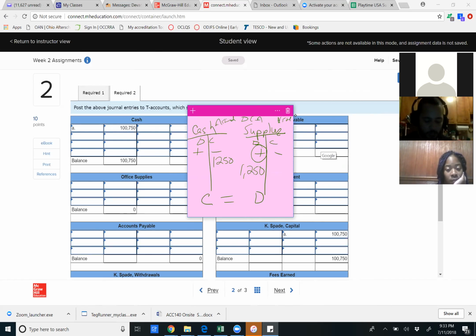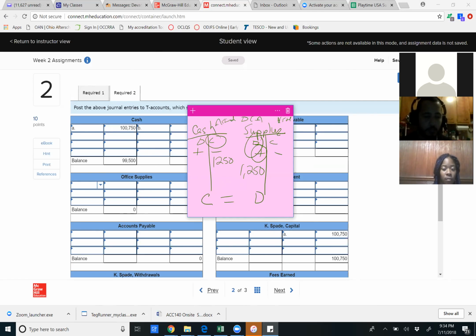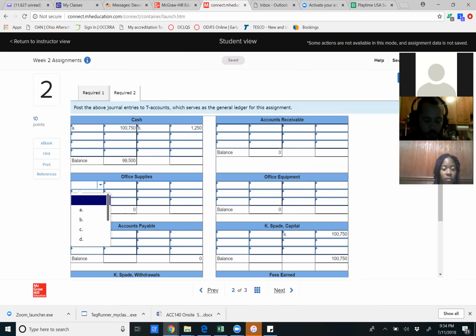So since my cash is a credit, I'm going to put it on this side. So B, we're going to put $1,250 here. And then it was office supplies. Office supplies was a debit. So there's my $1,250. So B, $1,250. All my debits and credits still match. That makes sense? Yeah. Any questions about that?